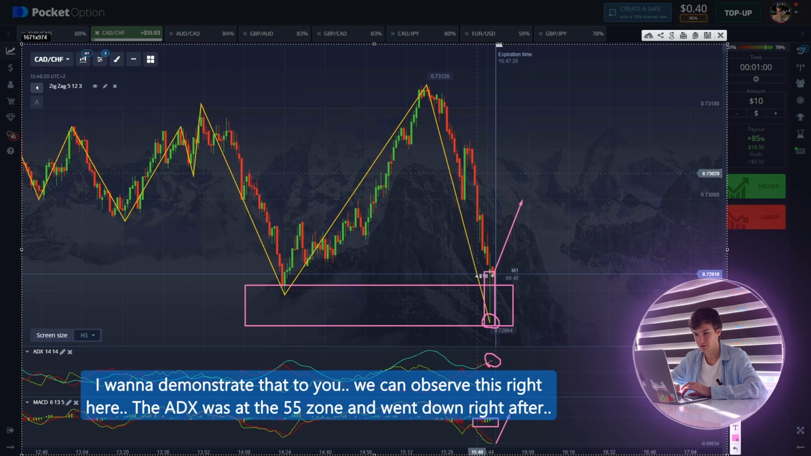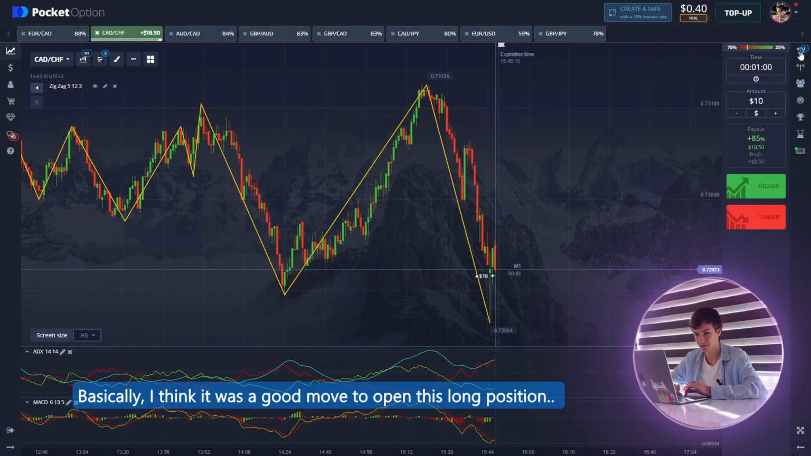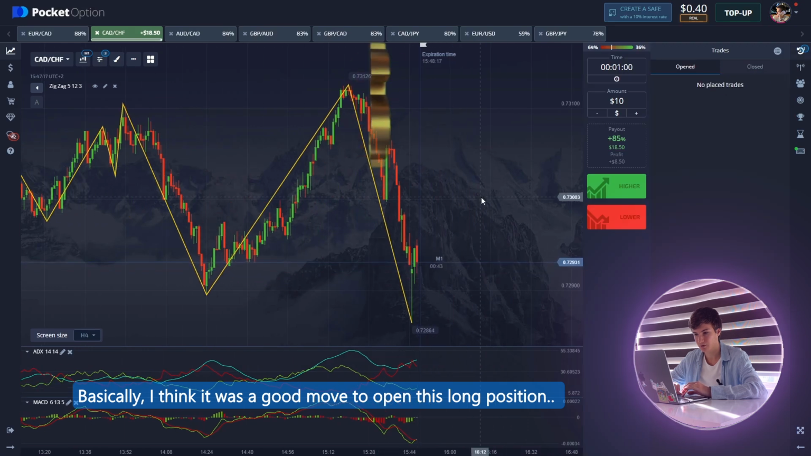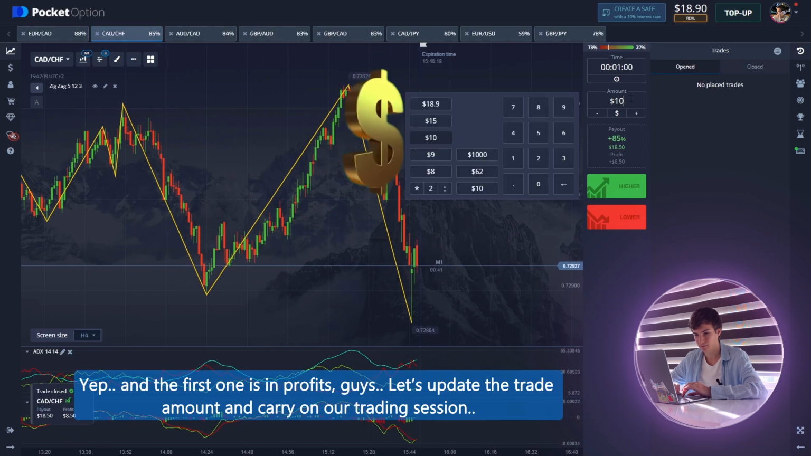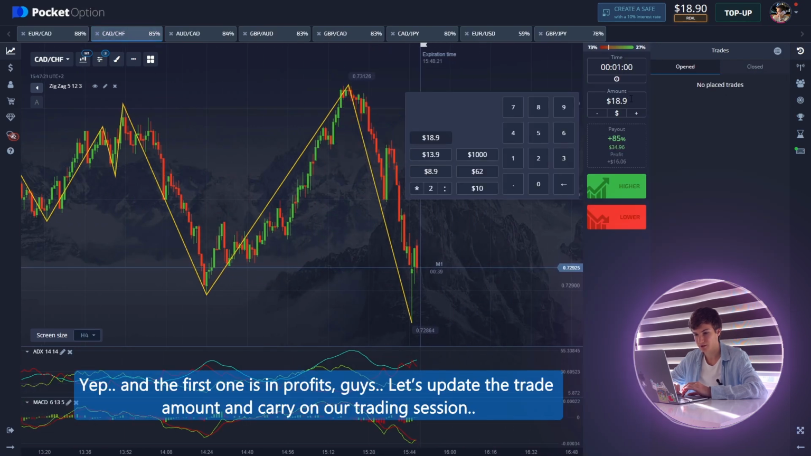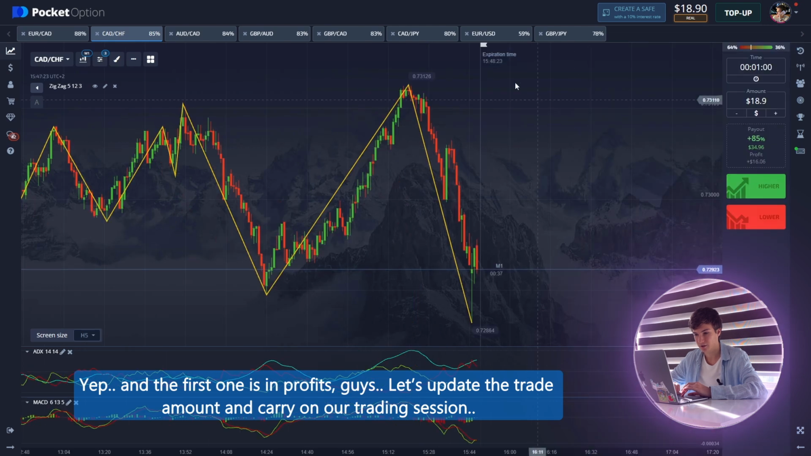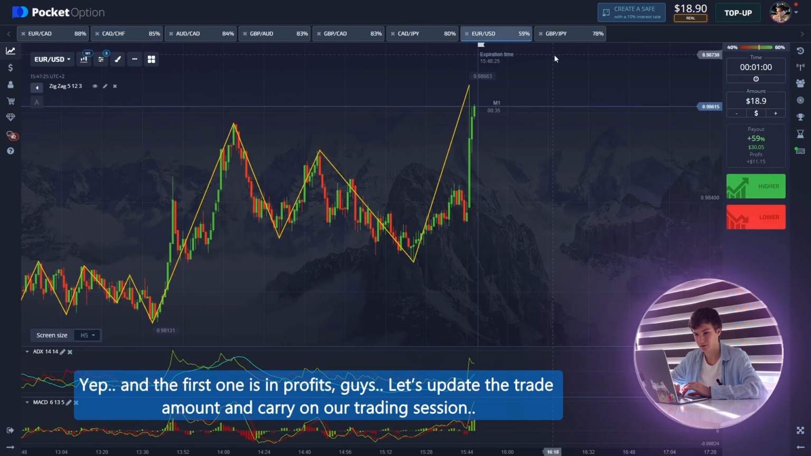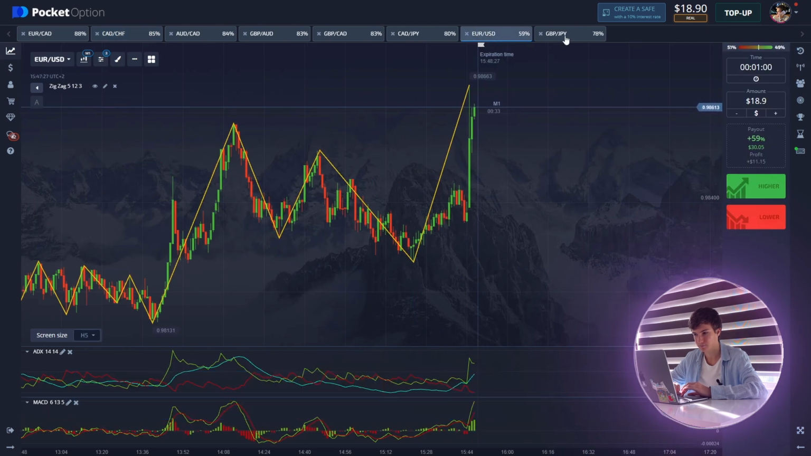I want to demonstrate that to you. We can observe this right here. The ADX was at the 55 zone and then went down right after. Basically, I think it was a good move to open this long position. Yep, and the first profit, guys. Let's update the trade amount and carry on with our trading session.